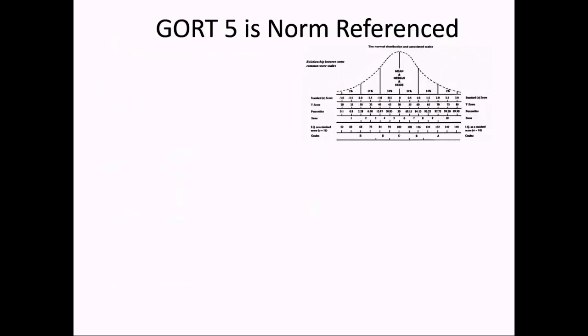All right. The GORT 5 is norm referenced. That means that your child's performance is compared to a normative population.